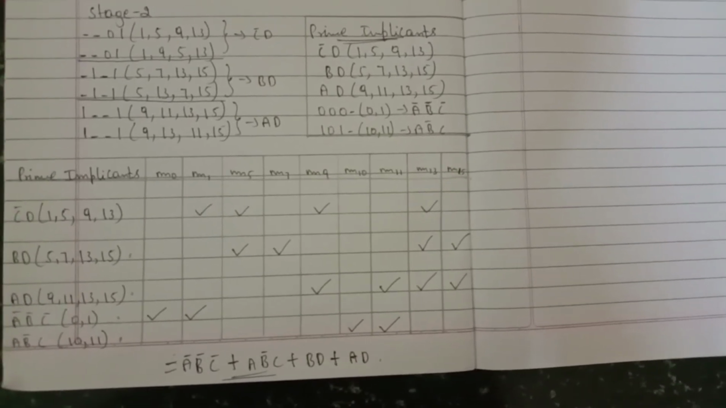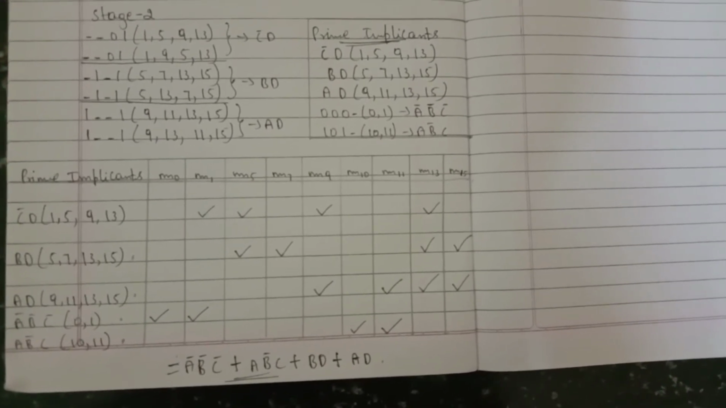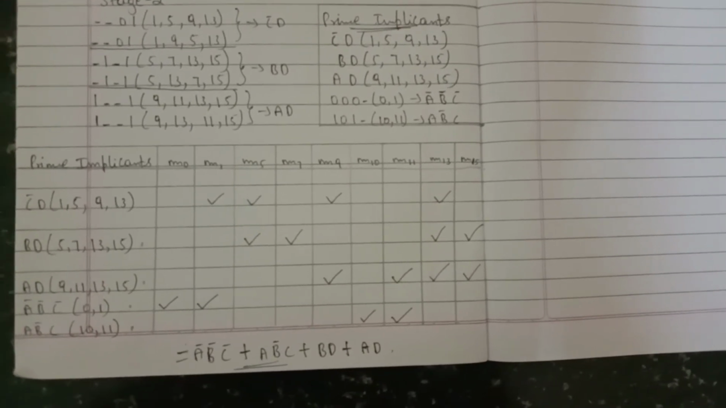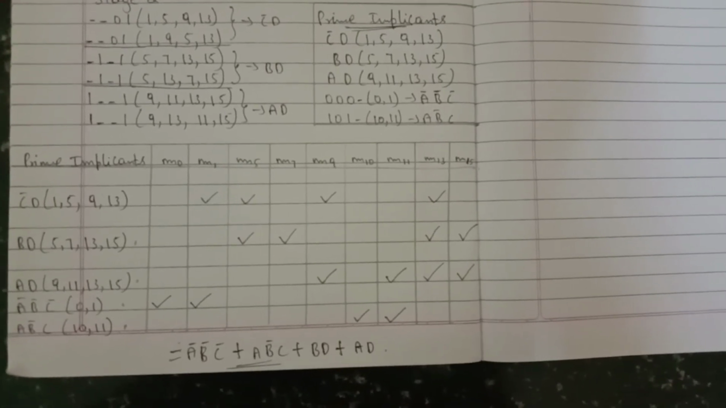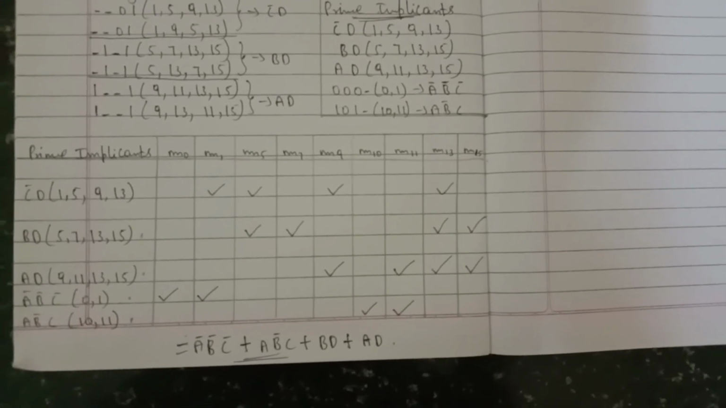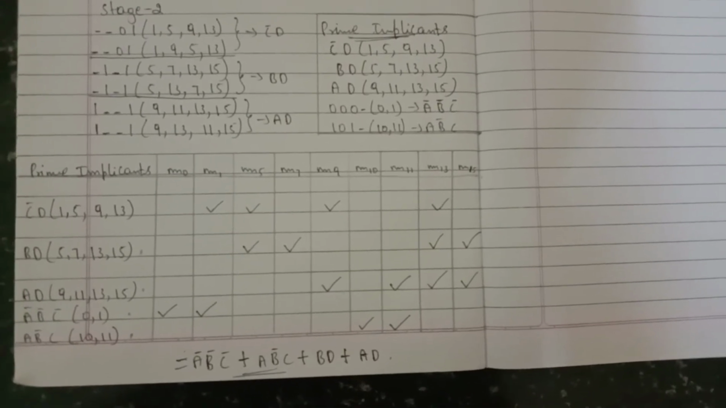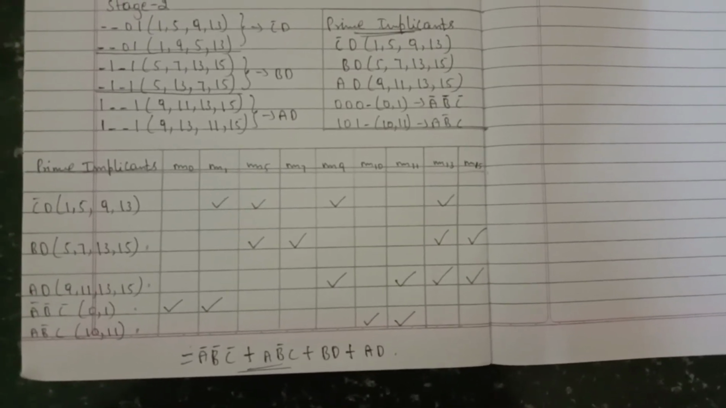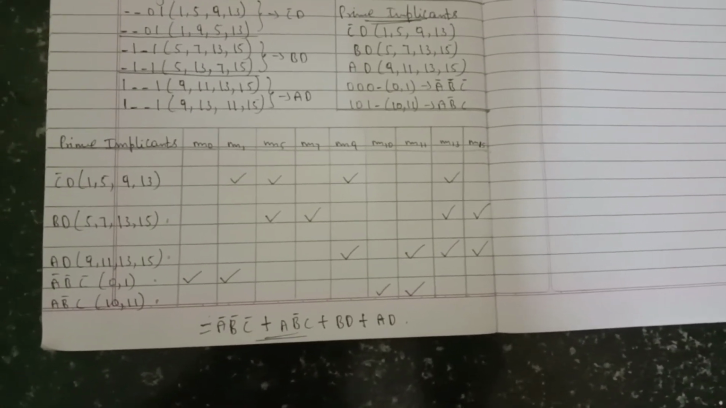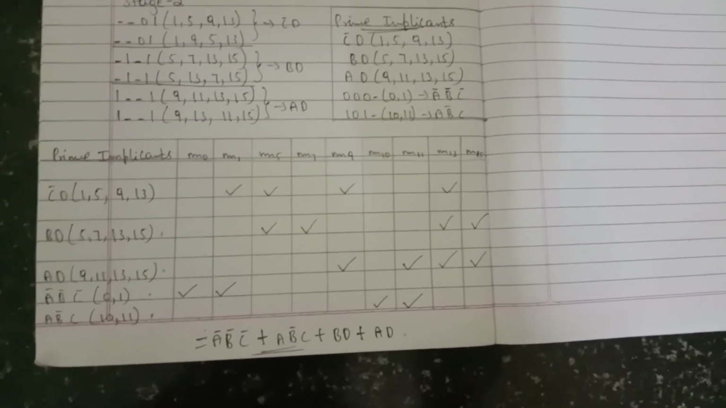Then we should look in M7, where we can see one tick. We can write BD, and we should look for two ticks. So in the M1 column we can see C bar D and A bar, B bar, C bar. We already wrote A bar, B bar, C bar. In the M1 column there are double ticks, C bar D and A bar, B bar, C bar. So we already wrote A bar, B bar, C bar, so no need to write C bar D.